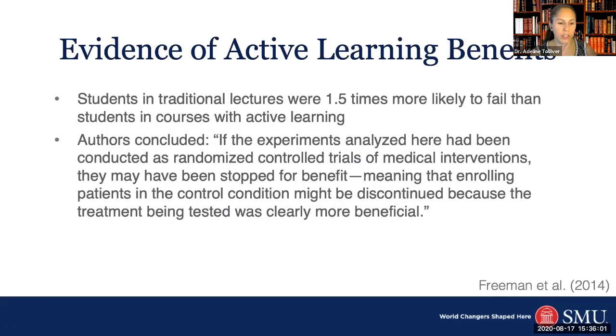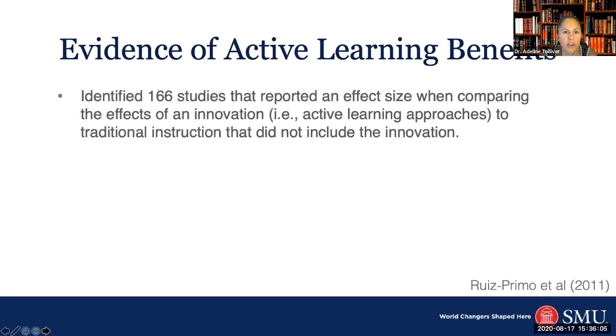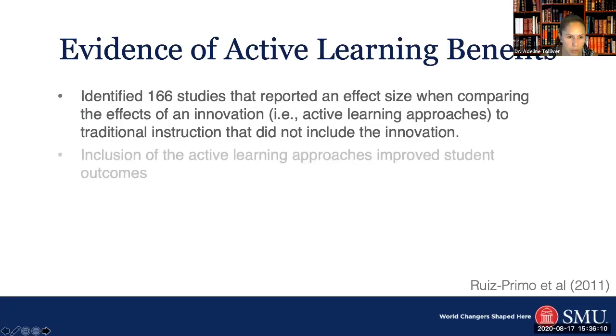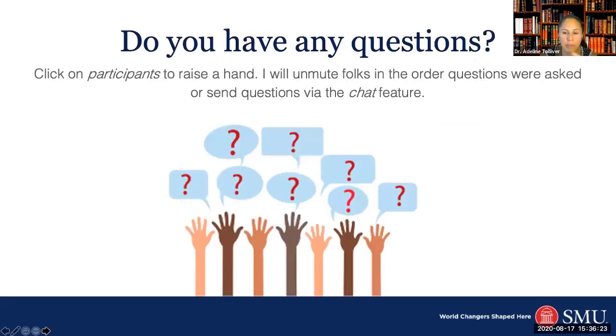So it's pretty bold. But then there's other studies here, you know, that this particular one, that it was really helpful, and inclusion of active learning approaches improves student outcomes, Ruiz-Primo et al. So there's some evidence there that supports that. There's other studies that support that you should include some active learning in your class. Any questions so far about Poll Everywhere?